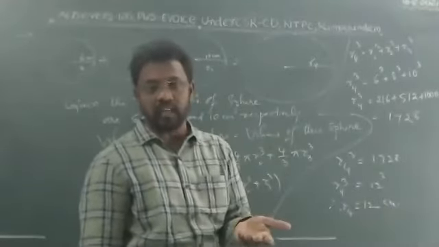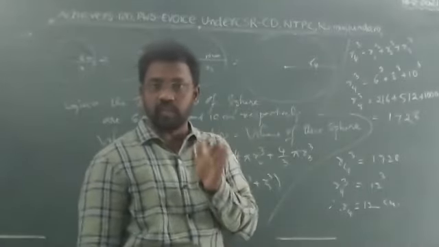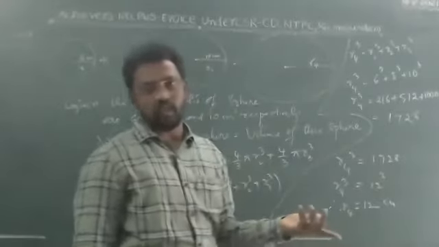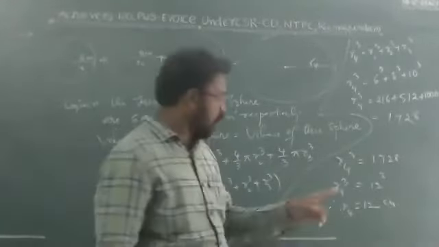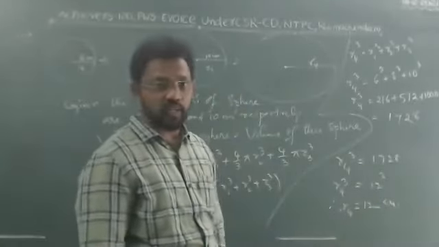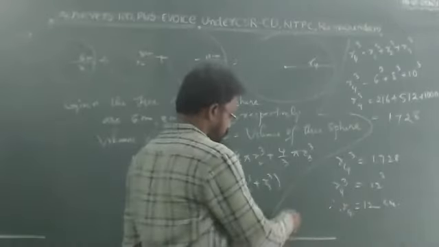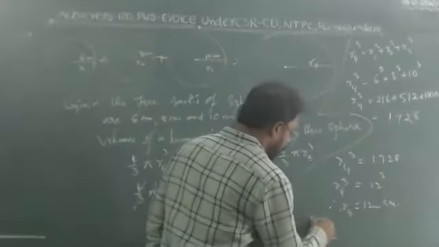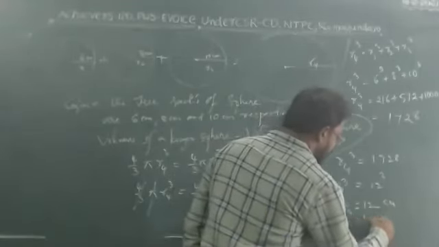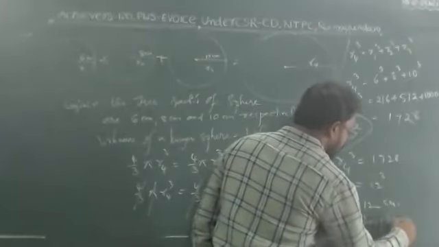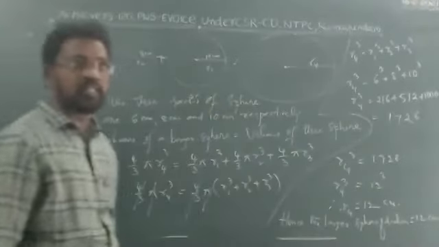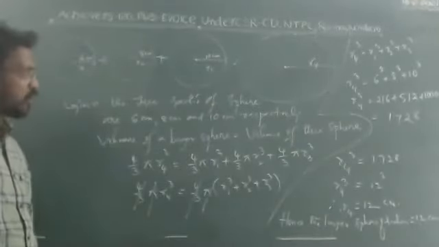1728 you can convert into 12 cube. 12 12 is 144, 144 12 is 1728. Since R4 cube is equal to 1728, R4 is equal to 12, because the powers are equal and the equal to symbol is there, so the radius is equal. Fine. So hence the radius of the largest sphere is equal to 12 centimeters.